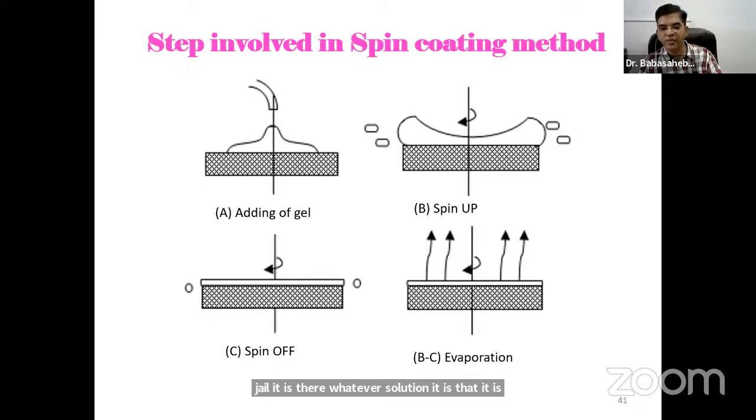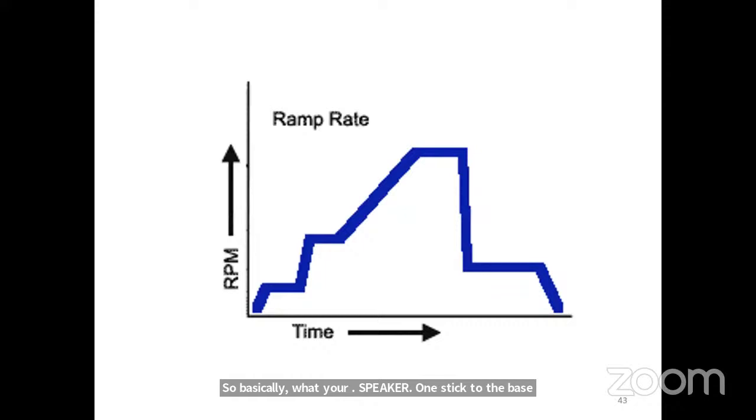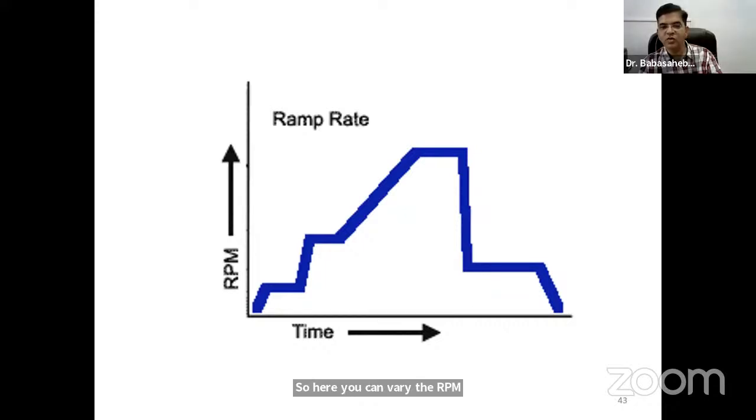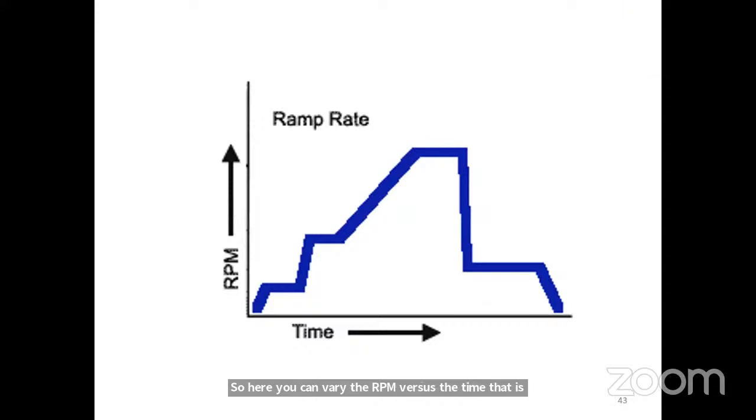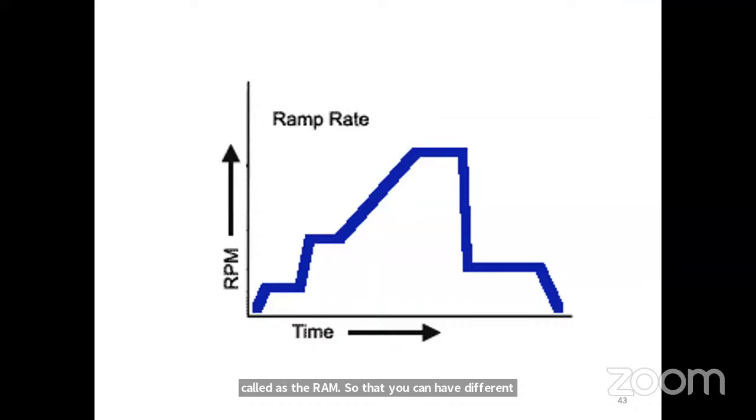That is the idea. Basically, in the spin coating technique, they use a certain vacuum so that the substrate can stick to the base, called the base seal. Here you can vary the RPM versus the time, that is called the ramp rate, so that you can have different thicknesses depending upon the parameter of revolutions per minute versus time.